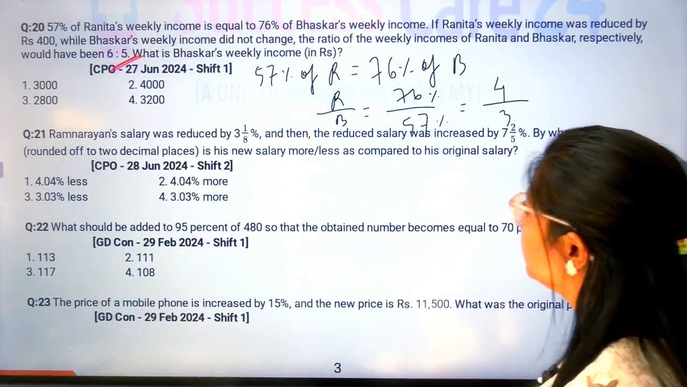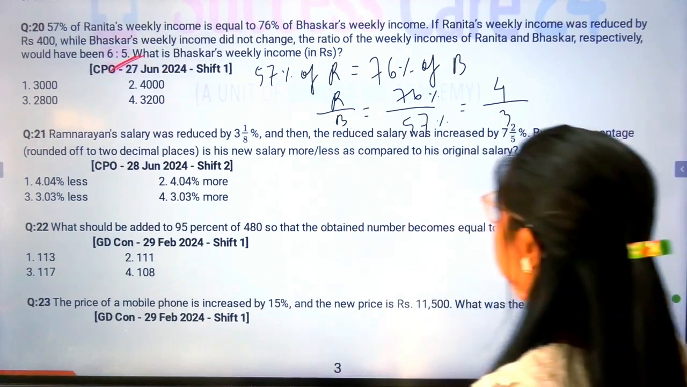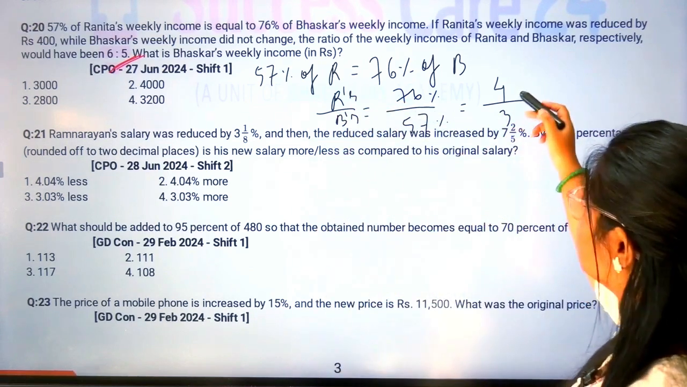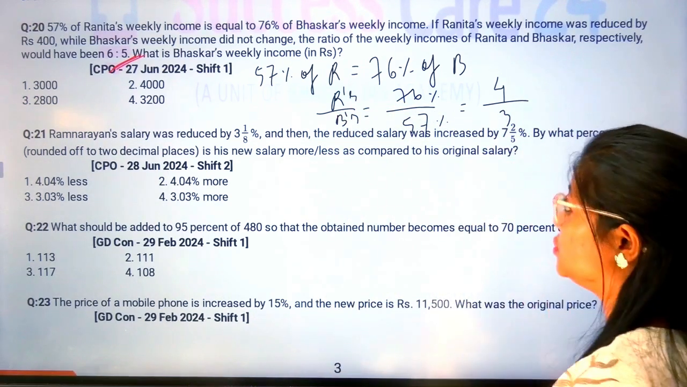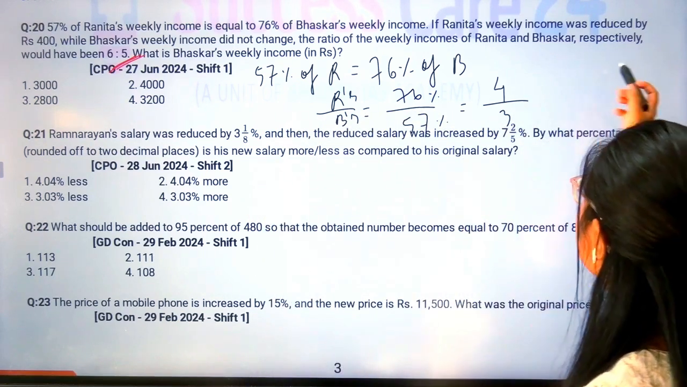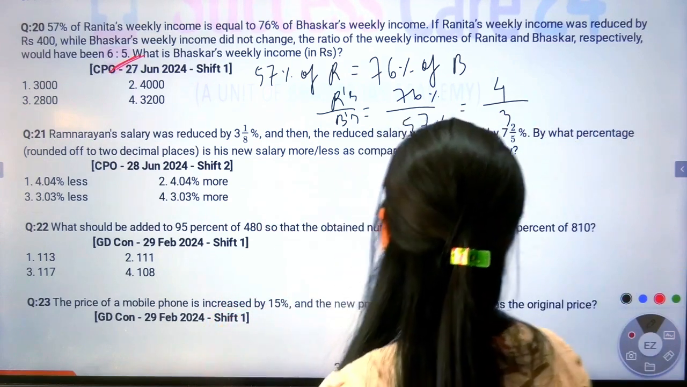So I get the ratio of Ranita's income and Bhaskar's income. Ranita's income and Bhaskar's income are in the ratio 4:3. Now, next what is given? Ranita's weekly income was reduced by 400.